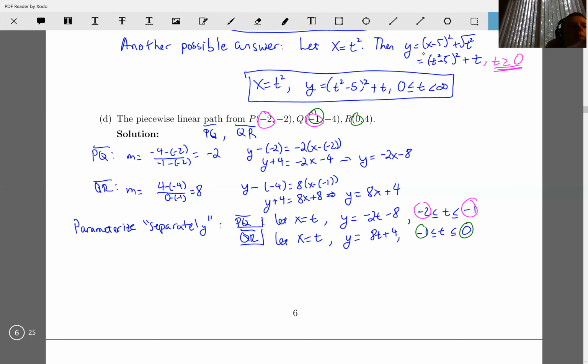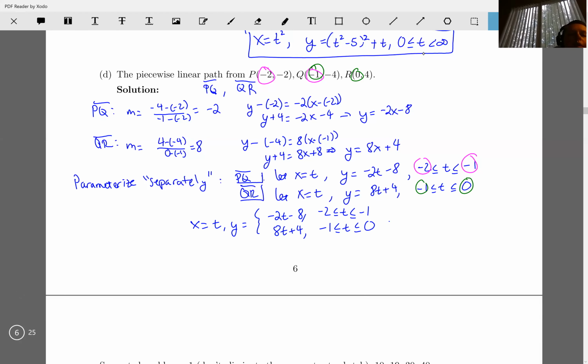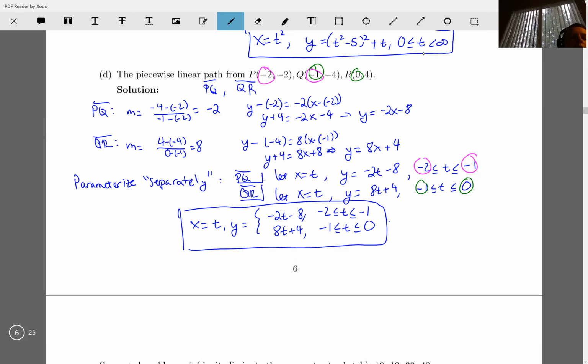Really, we could say x equals t, y equals negative 2t minus 8 if negative 2 is less than or equal to t is less than or equal to negative 1, and 8t plus 4 if negative 1 is less than or equal to t is less than or equal to 0, which is really what we have. So that would actually be the answer.